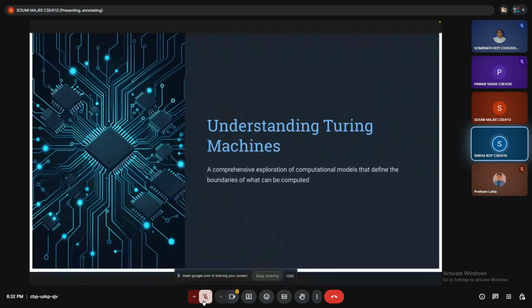My slide will start with understanding the Turing machine. A Turing machine is a theoretical model of computation which was introduced by Alan Turing. It helps us to understand how machines solve problems and process information. So Turing machines form the foundation of computation theory. Next slide, please.